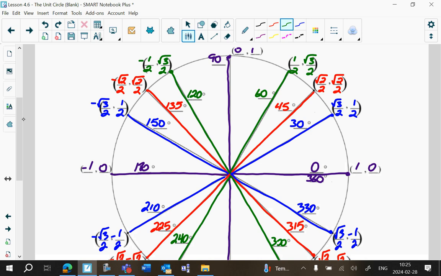So I'm going to give you until 10:30 to look at this unit circle. Then you're going to have to put it away and answer some questions I give. Got it. Just see what you can do.